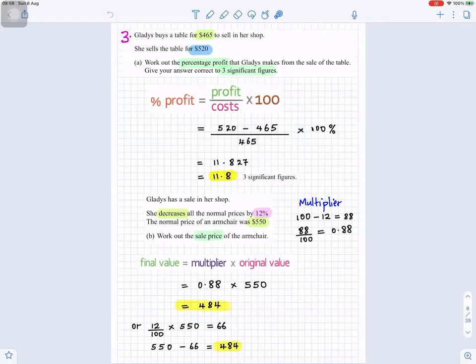Gladys has a sale in her shop. She decreases all the normal prices by 12%. The normal price of an armchair was $550. Work out the sale price of the armchair.